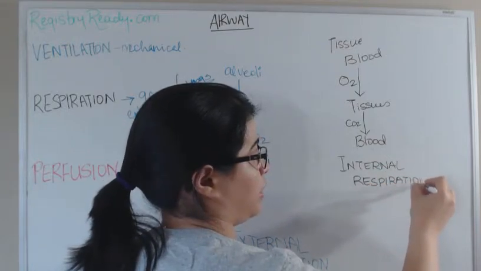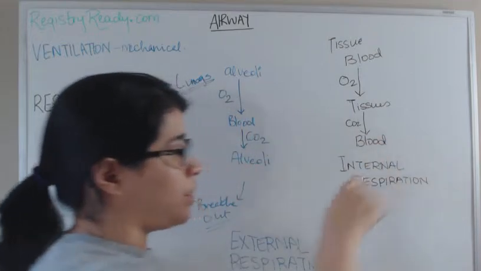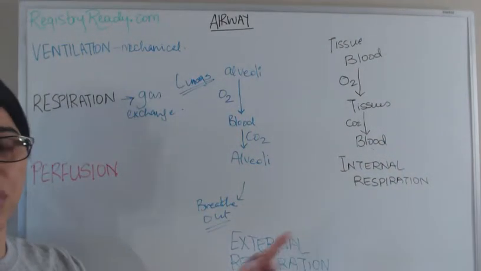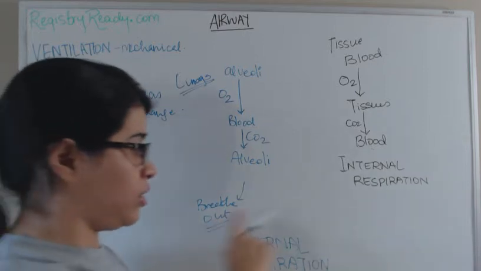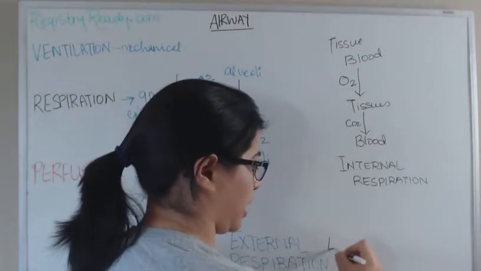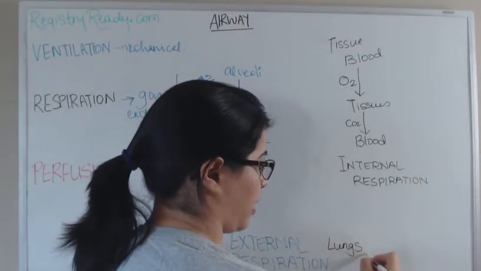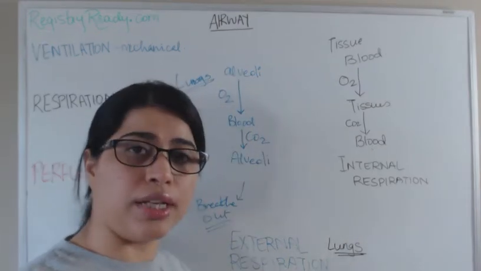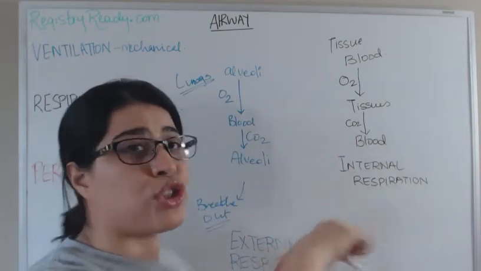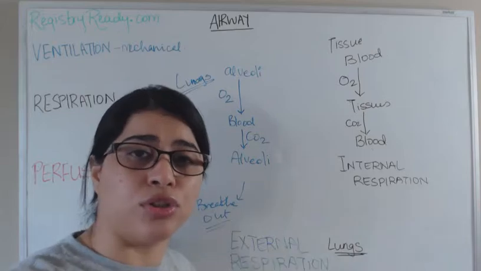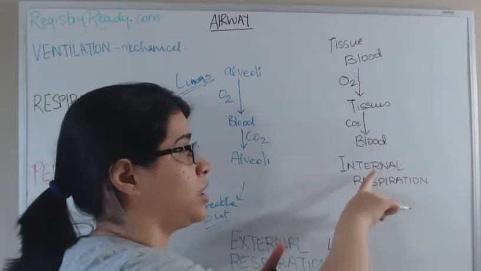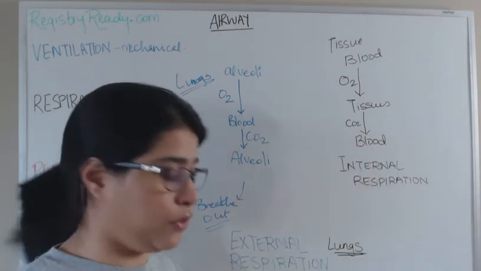So now we understand that there are two types of respiration taking place: internal respiration and external respiration. External respiration is taking place in the lungs, wherein the blood takes up oxygen and gives up carbon dioxide. At the tissue level, where the blood gives up oxygen and takes back carbon dioxide, that is internal respiration taking place at the level of tissues.